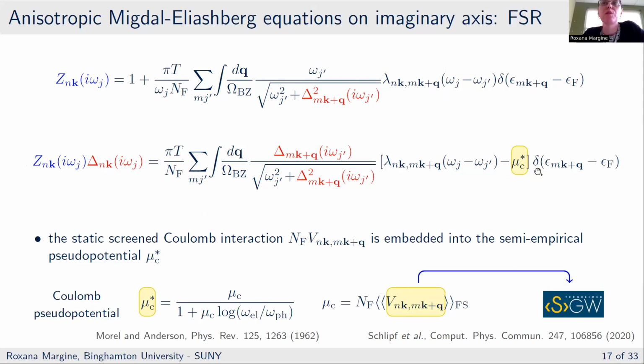The Coulomb interaction is replaced by the semi-empirical parameter mu star that the user can provide. But in a few studies in recent years, we also computed mu based on electron-phonon matrix elements found with the Sternheimer-GW code. In this case, you do a double average over the Fermi surface of the matrix elements to get the mu, and then you screen it down to the level of the Fermi level using this Morel-Anderson pseudo-potential.